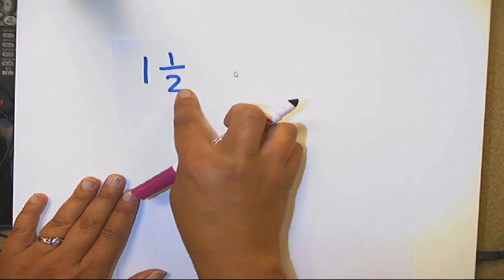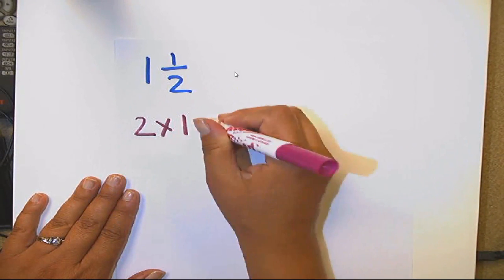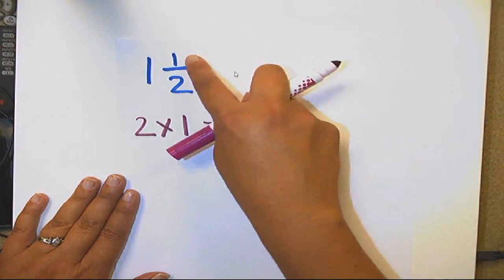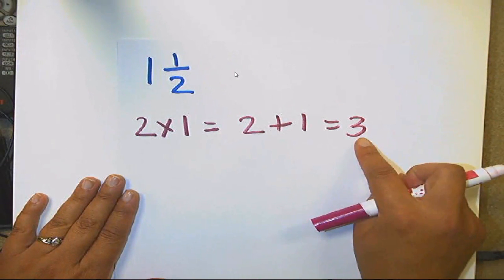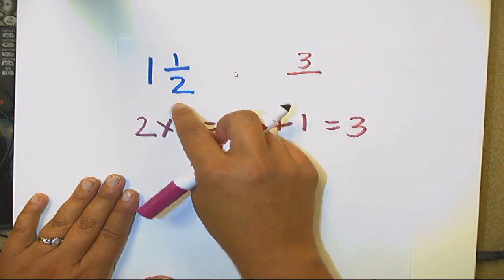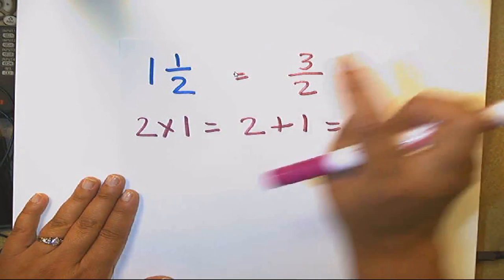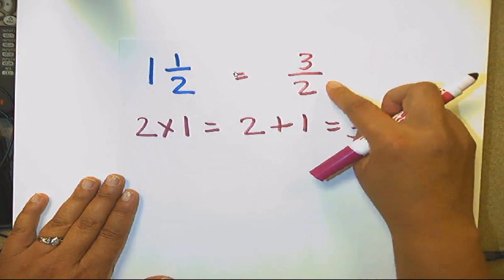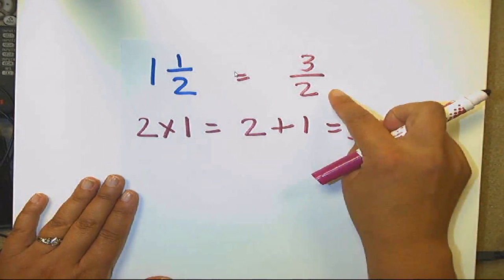So let's take our denominator, 2. I'm going to multiply it by my whole number, 1, and I get an answer of 2. I'm then going to take that 2, add it to my numerator, and I get 3. So 3 becomes my new numerator, and again, my denominator is going to stay 2. So the answer is 3/2. When you take the mixed number of 1 1/2 and turn it into an improper fraction, the answer we got was 3/2. Now we can check our work to make sure that this is correct.